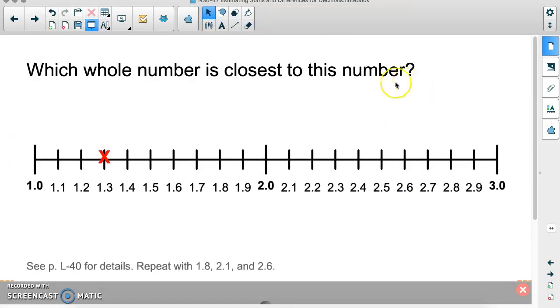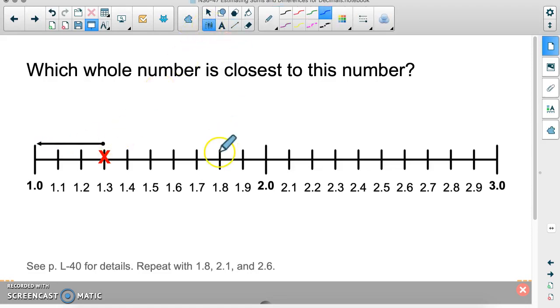So which whole number is closest to this number here? So we have 1.0 or 2.0 as the whole numbers. So which number is 1.3 closest to? Well, it's closest to 1.0. Now, if I also give you the number 1.8, which whole number is 1.8 closest to? Well, it's only 2 jumps away from here, or it's 8 jumps away from here. So 1.8 is closer to 2.0.